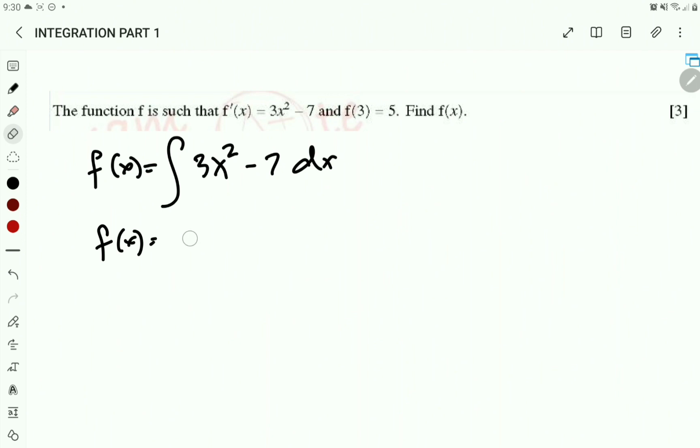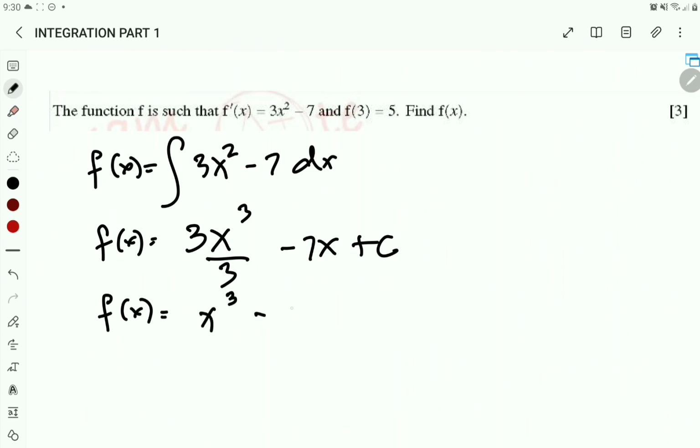So this is going to be 3x cubed over 3 minus 7x, and please don't forget the plus c. So f of x is equal to x cubed minus 7x plus c, and it's passing through the point (3, 5). Why (3, 5)? Because the x value is 3 from f of 3, and that is your y value, 5.